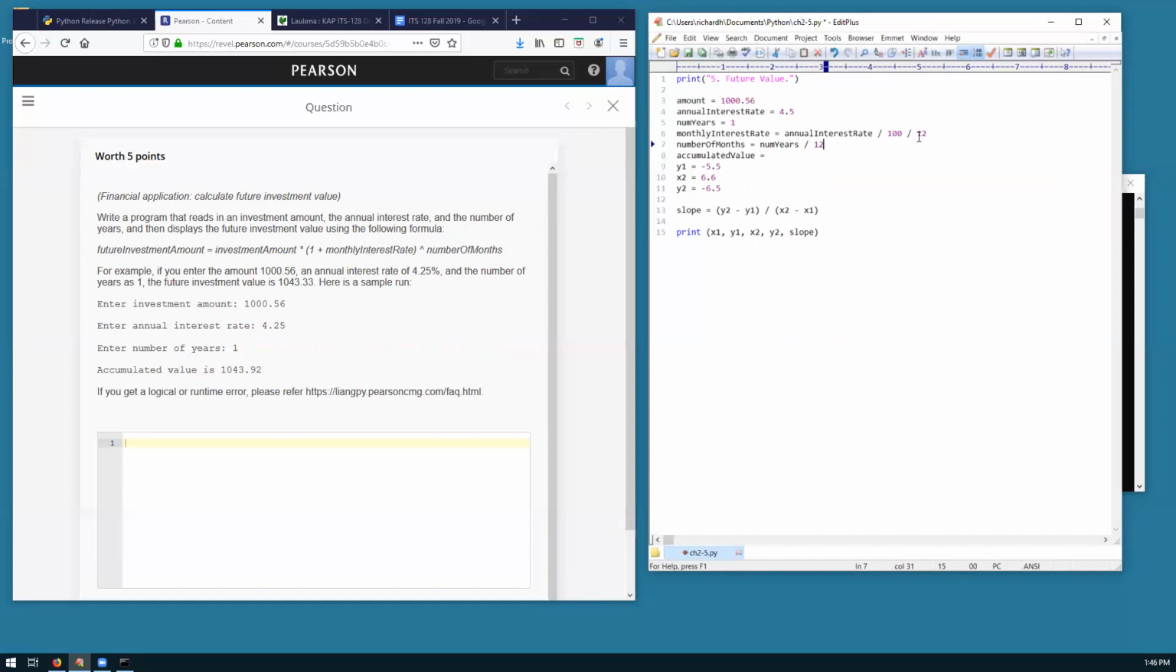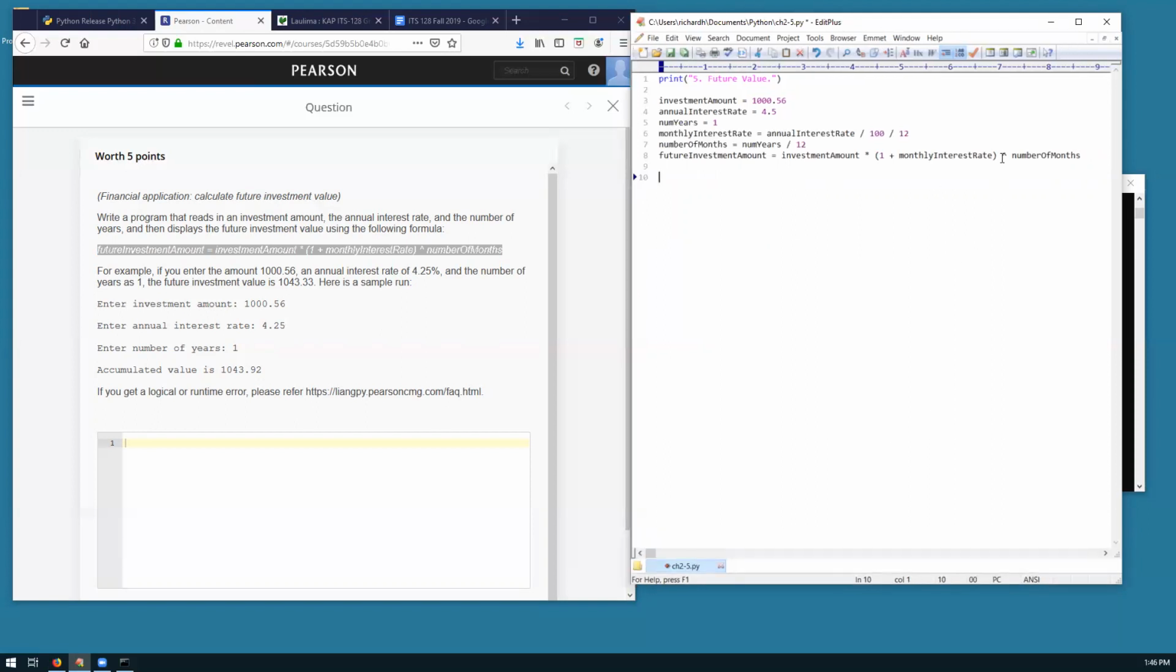All right. Let's call this investment amount. Okay, so this looks like this. Now we can just put accumulated value of future investment amount. Let's call it that. Let's just copy this whole thing here. Get rid of this. So we have here investment amount, that's the same as that. Monthly interest rate, same as that. Number of months, same as that. Future investment, okay, that's probably it then.